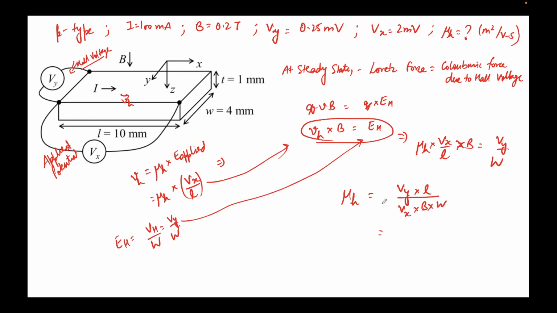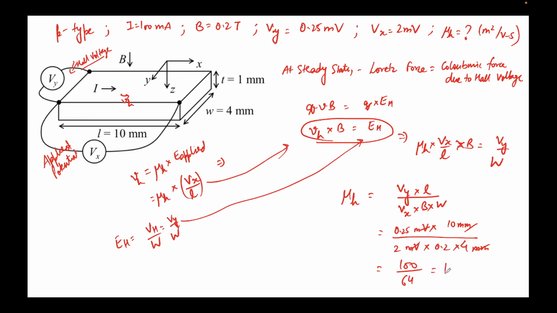I'll just now put the values. The value of Vy is given to us as 0.25 millivolts, times length, which is given as 10 mm, divided by Vx, which is 2 millivolts, times B, which is 0.2 Tesla, times W, which is 4 mm. So mm gets cancelled, millivolt gets cancelled. What we do get here is 0.25, which I can write as 1 by 4. So this will be 100 divided by 4 into 2 is 8, 8 into 16, 16 into 4 is 64.